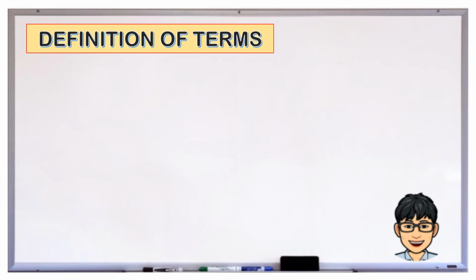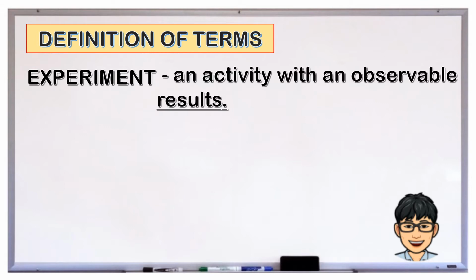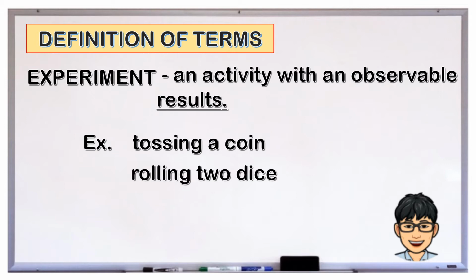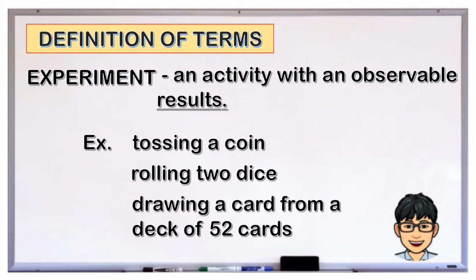Now, let us define the following terms. Una, experiment. In mathematics, experiment is an activity with an observable results. Ibig sabihin nito, ang experiment ay ang mga gawain kung saan kumukuha tayo ng mga posibleng data o resulta. Ang halimbawa ng mga ito ay tossing a coin, rolling 2 dice, and drawing a card from a deck of 52 cards.